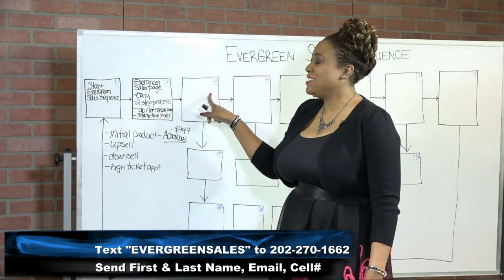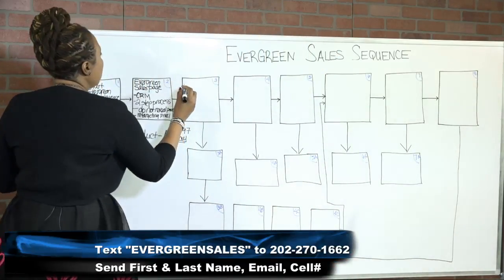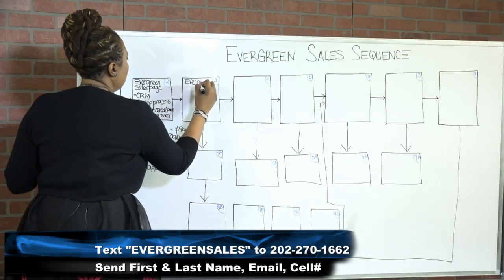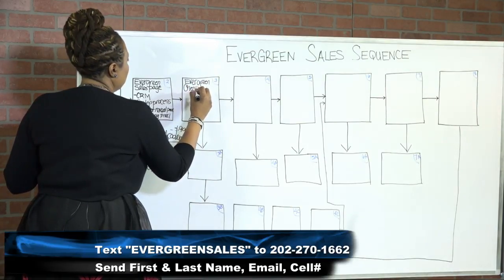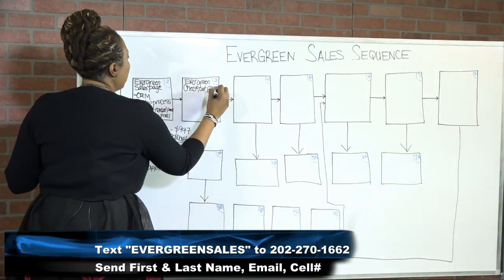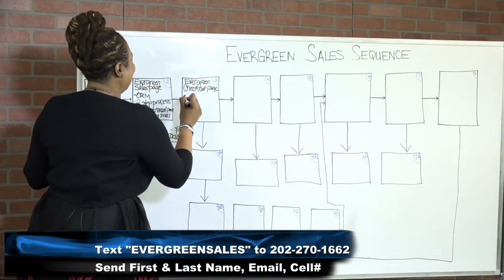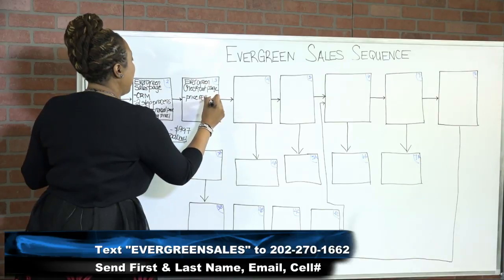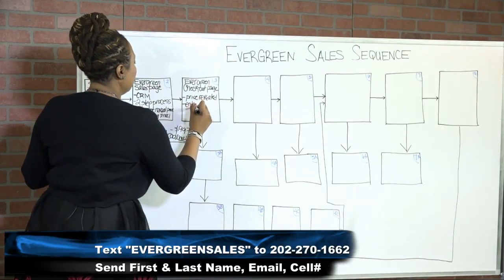Then we move to step 3. At step 3, you'll have your Evergreen checkout. And at the checkout page, this is where dun, dun, dun, dun, the price is revealed. So you reveal the price, and you give them a way to actually pay you. So they enter their payment information.